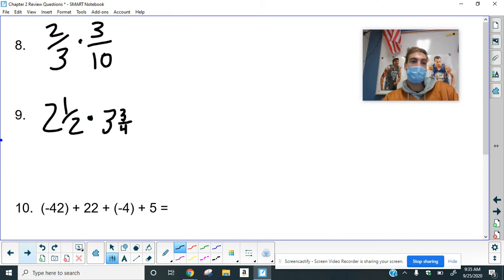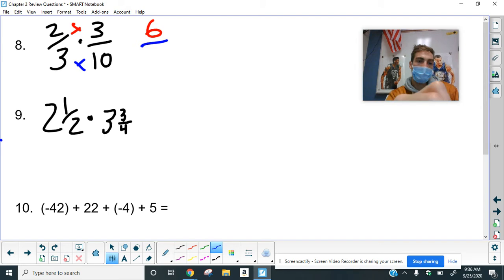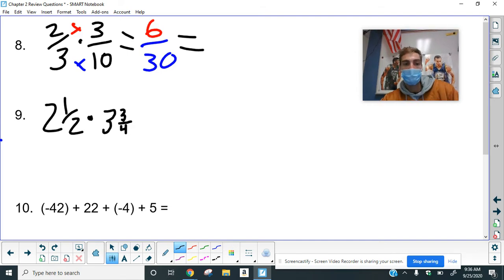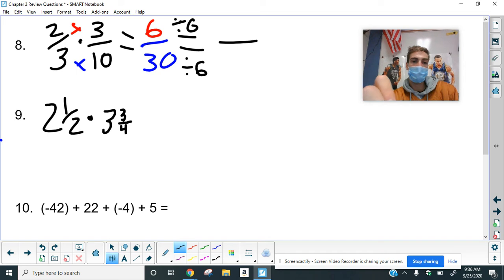And here we see 2/3 multiplied by 3 over 10. Here we don't need to draw a diagram, so I can just multiply across the top. So I'm going to do 2 times 3 equals 6, and 3 times 10 equals 30. But I'm not finished yet. I need to look at what both of these numbers can be divided by. And here 6 can be divided by 6. 30 can be divided by 6. So now we're going to have 1 over 5.